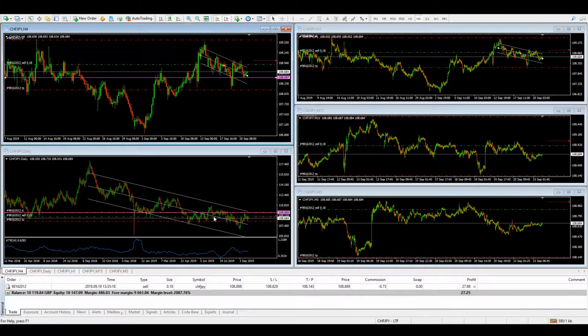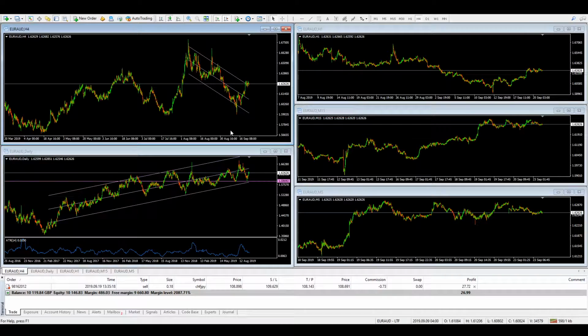So yeah, CADJPY looking good. I don't see any potential entries for this just now. And if you haven't entered this already, I probably wouldn't be looking for opportunities to enter this now, because the price action isn't right. But with a position in already, it's worth holding.